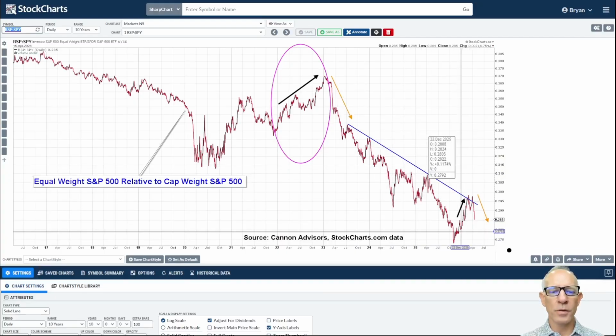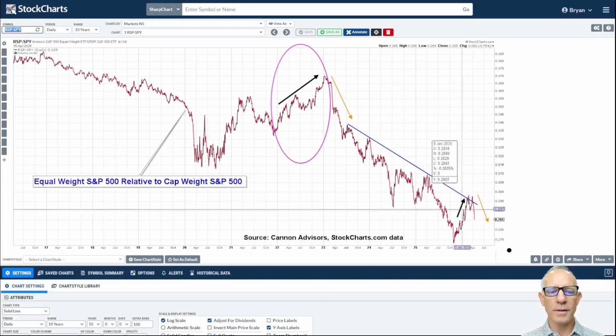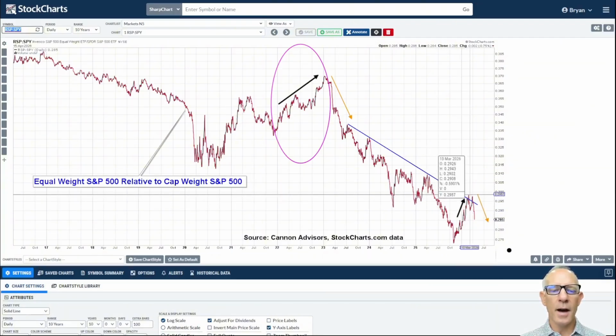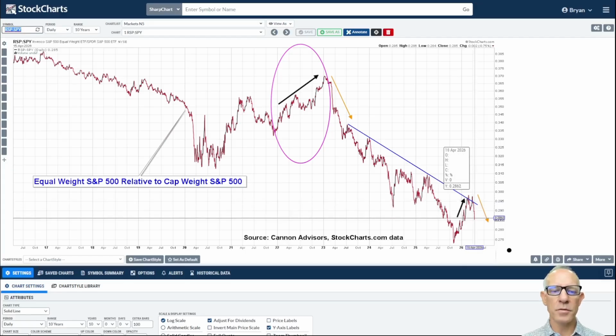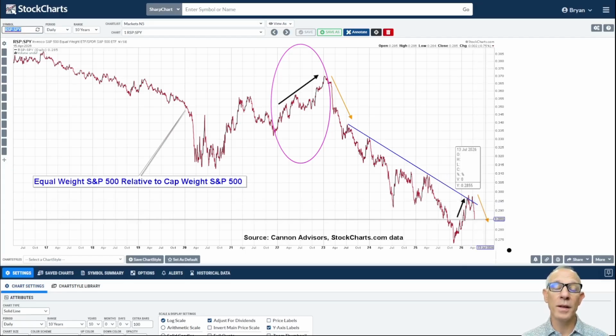Now, as a result of this conflict, you saw it start to take off and really catch wind and even break out a little bit. But since that V-shaped recovery, you're seeing this relationship drop, meaning, again, it makes more sense to have your assets more highly concentrated in the largest stocks.